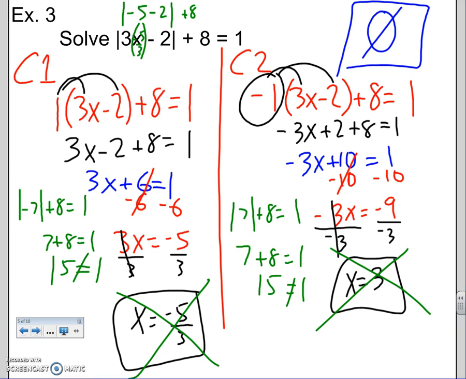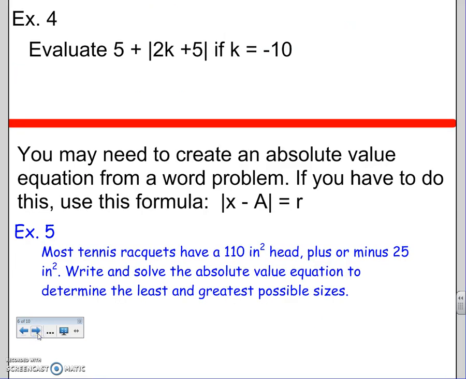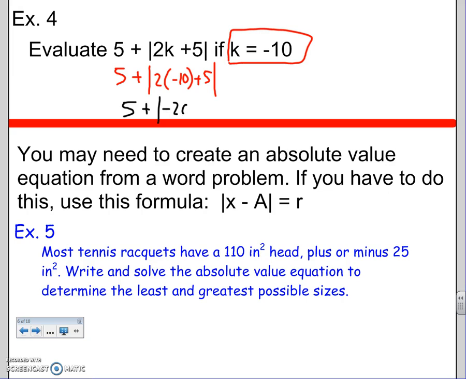All right, here's an evaluate. Sorry, example 4. Evaluate is not to solve. It's not two cases. Just plug in and see what the answer is. So it says plug in k equals negative 10. So just substitution. 2 times negative 10 plus 5. It's kind of like PEMDAS. Absolute values are like parentheses. Not quite, but just do the inside first. So keep this 5 alone. 2 times negative 10 is negative 20 plus 5.